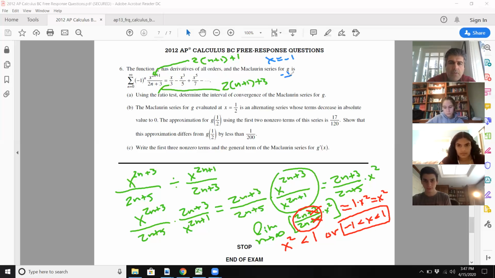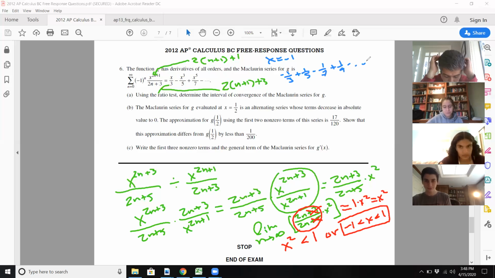So you get -1/3 plus 1/5 minus 1/7 plus 1/9. And it's going to keep alternating signs.